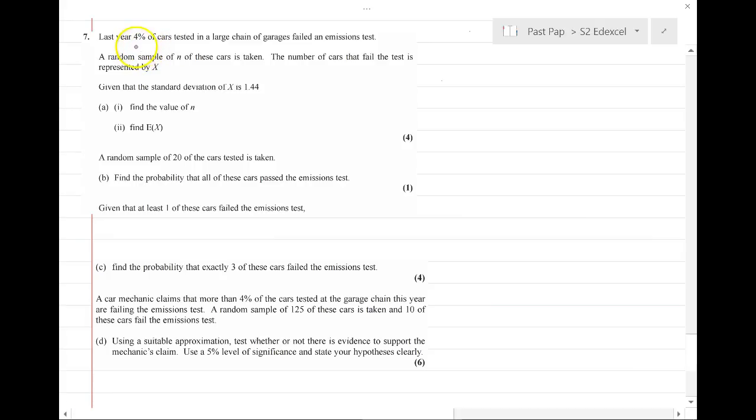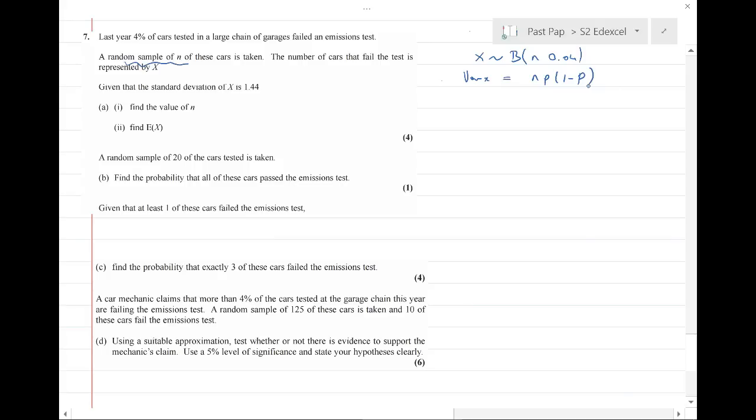The thing here is it's given us a random sample of n, so we've got an unknown n, but it tells us that the standard deviation is 1.4. So we know it's not a normal distribution, it's a binomial distribution. We know that the variance of a binomial distribution is np(1 minus p).